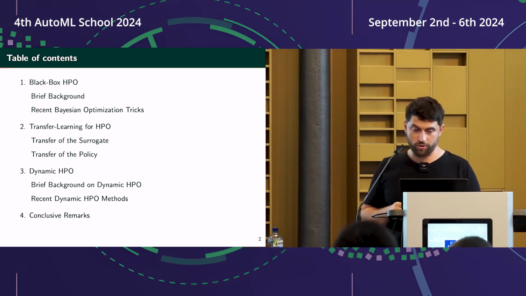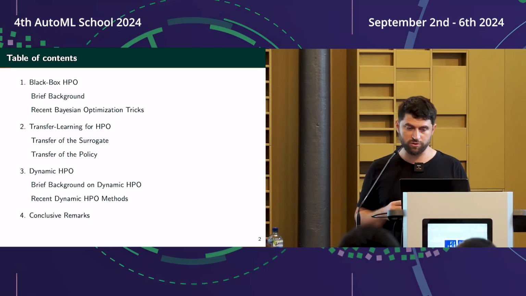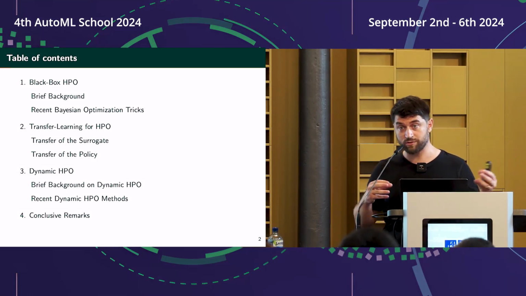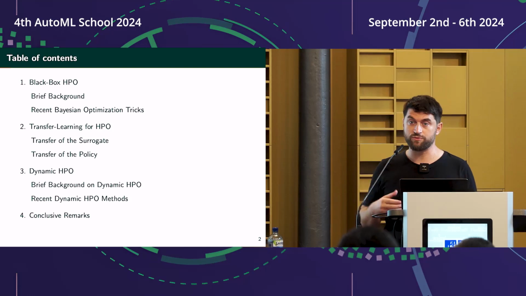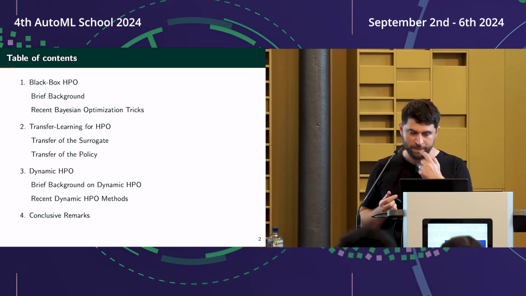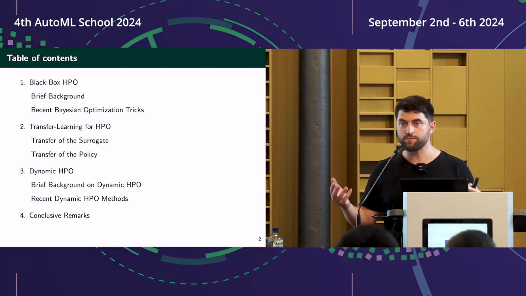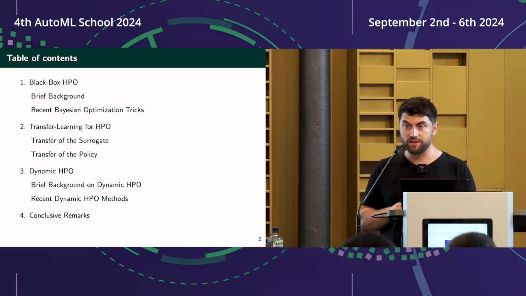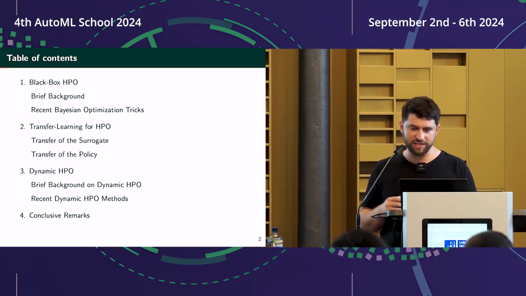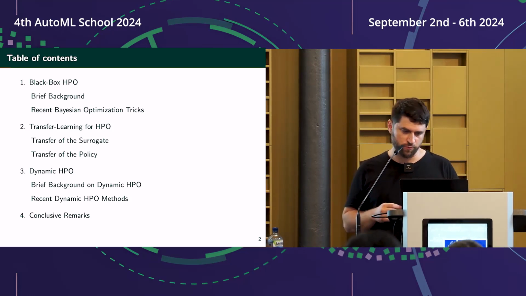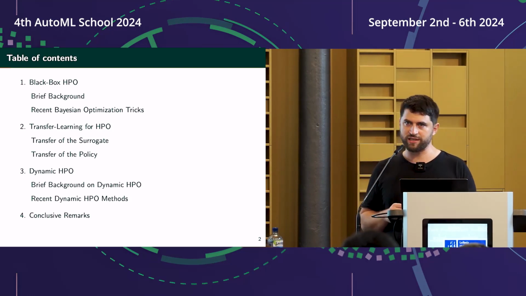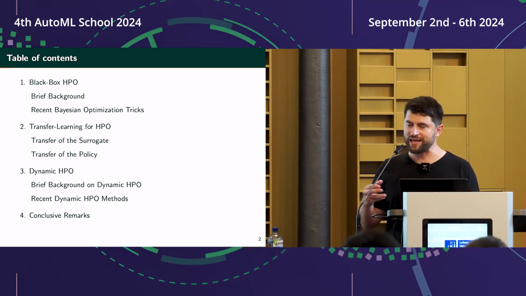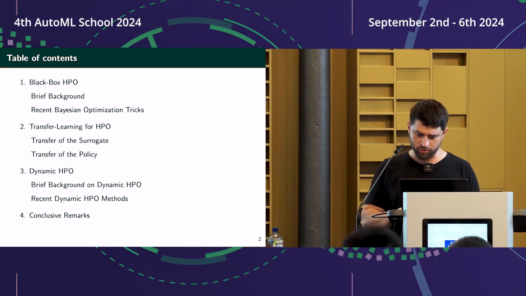The second block will focus on transfer learning for hyperparameter optimization, and different modalities of transferring the performance predictors or the surrogate, as well as transferring the policy. And then we will move to dynamic hyperparameter optimization, or hyperparameter optimization with fidelities. We will cover some background on dynamic hyperparameter optimization and recent methods.